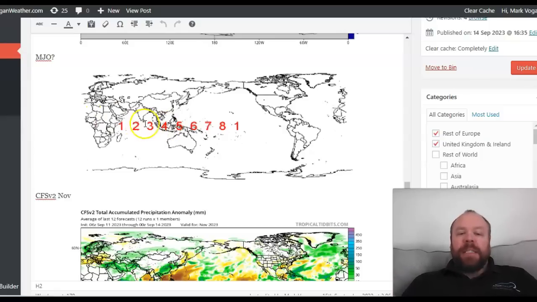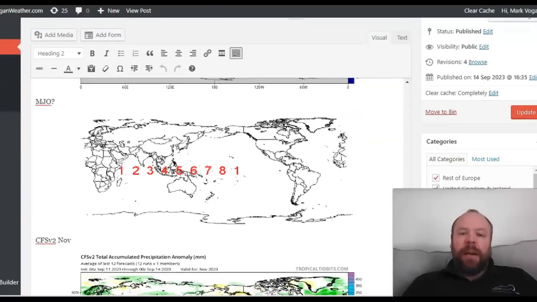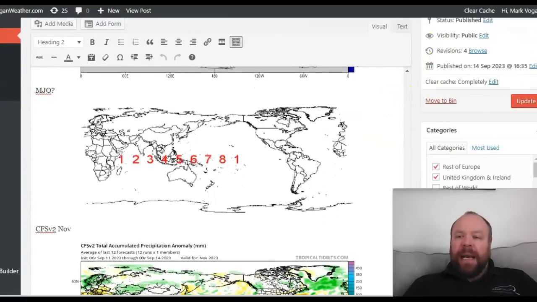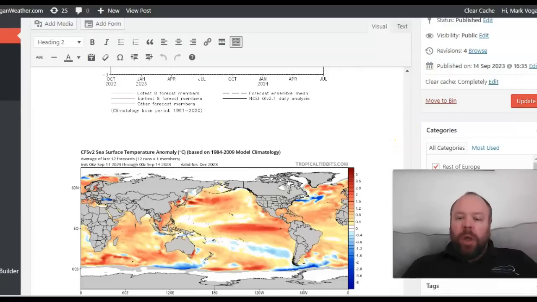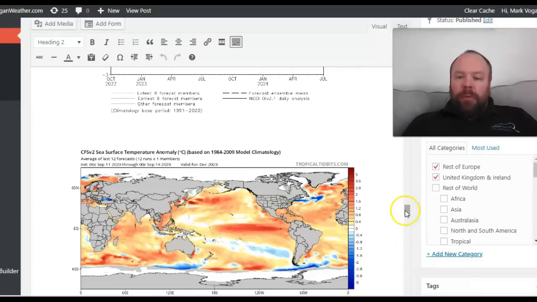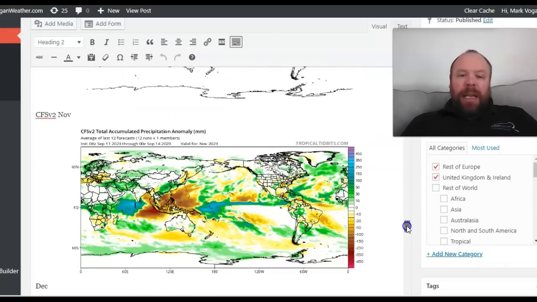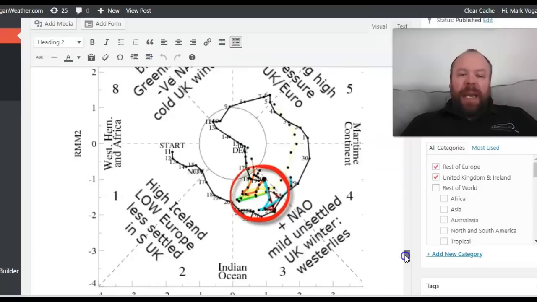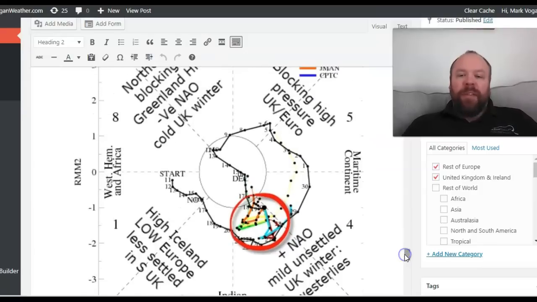But you can see here phases 3, 4, 5 into 6. If you look at this particular graphic here, it indicates exactly what those phases represent. If I can try and get to the right chart, it would certainly help. And you can see here the various phases of the MJO. So phases 4, 5, and 6 represent a positive North Atlantic oscillation. So that in turn means a mild, unsettled, and UK winter westerly.